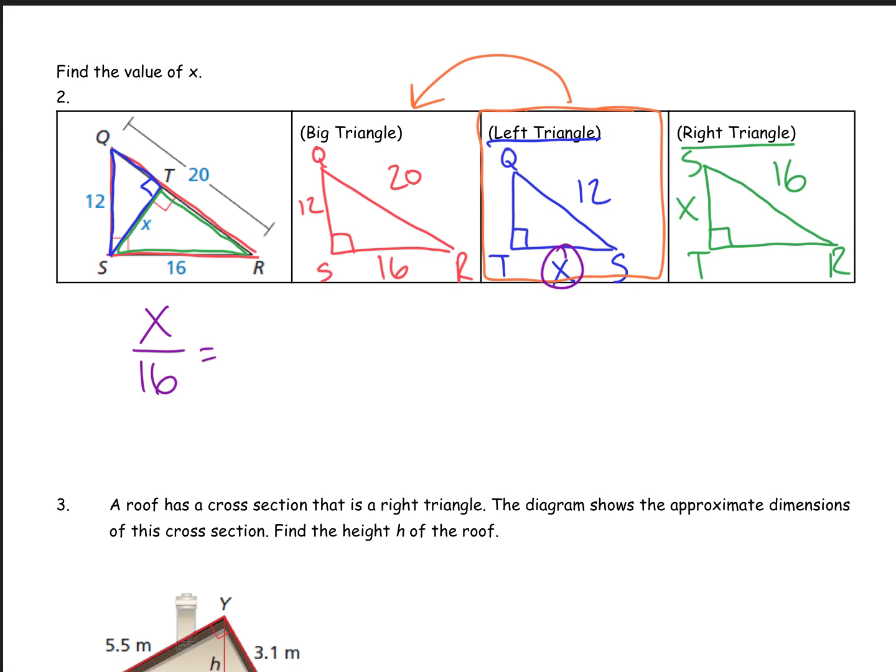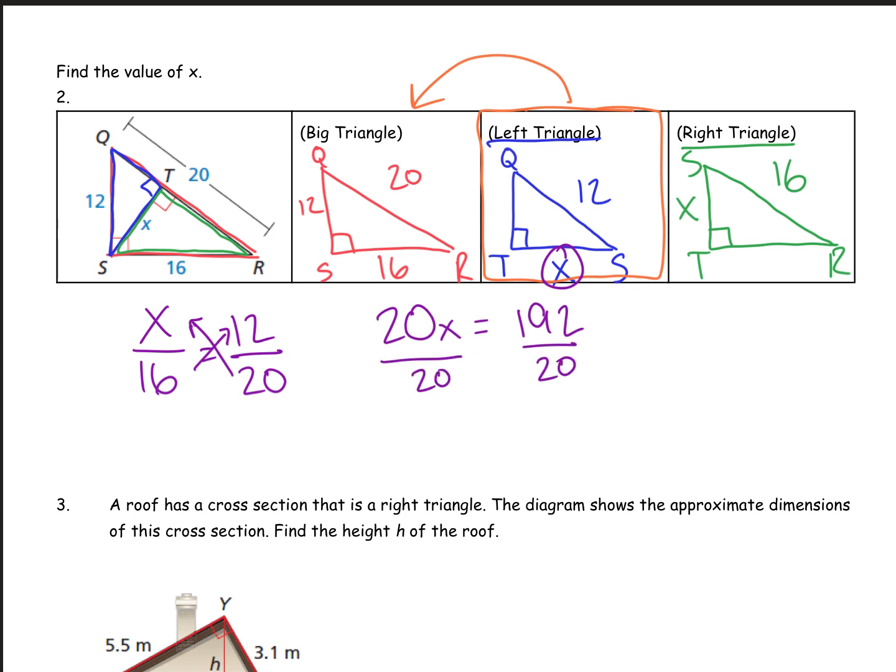We don't know QT, but we do know QS. It's 12. What side does 12 correspond to? 20. X over 16 is equal to 12 over 20. Cross multiply. 20X equals 16 times 12, 192. Then you just divide both sides by 20. I believe x should equal 9.6. Let's double check that. 192 divided by 20, 9.6.